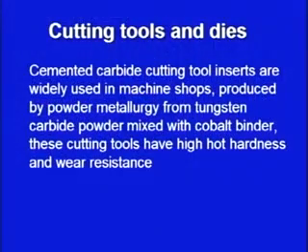Then cutting tools and dies. So, cutting tools and dies of cemented carbide can be made using powder metallurgy. These are produced by powder metallurgy from tungsten carbide mixed with cobalt binder. So, the metal powder is tungsten carbide and it is mixed with a cobalt binder. So, these cutting tools have high hot hardness and wear resistance.